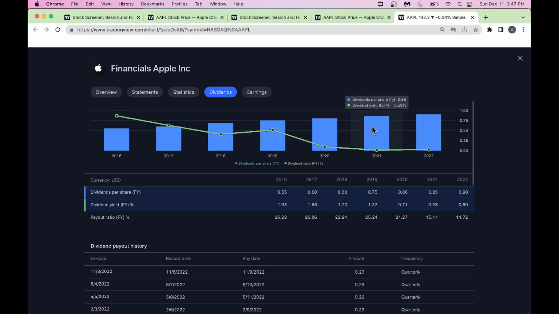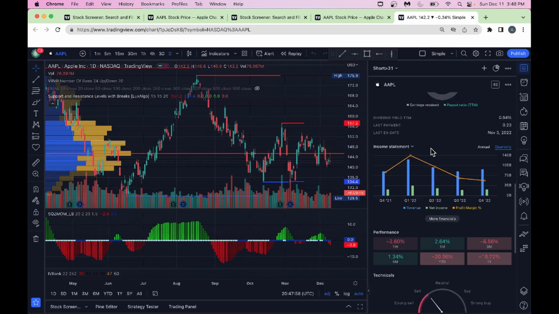Look, they've been increasing their dividend per share. If you're holding a share, you constantly get more and more dividend. Now it's 90 cents per share. It's really the great companies that do that. They will keep increasing your dividend. So that's how you could deep dive into it. And once you're done with it, you can click close here. It will take you back to the same page.